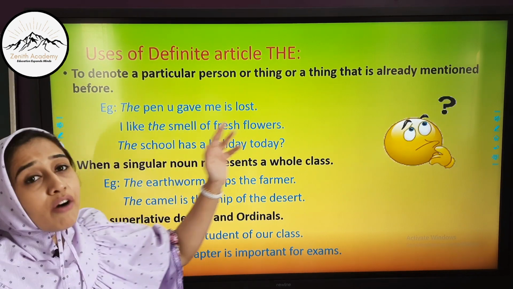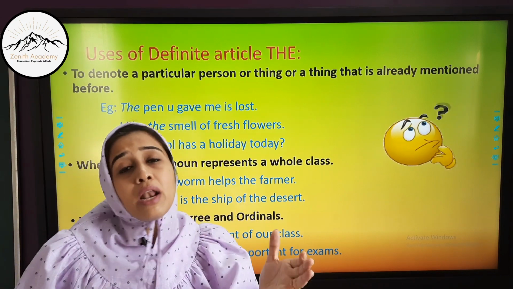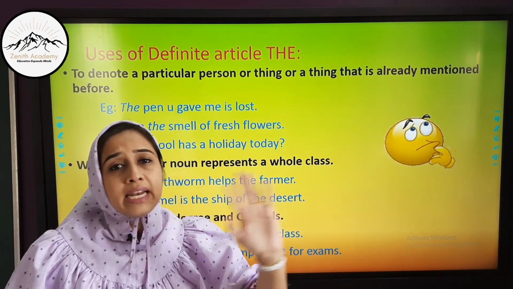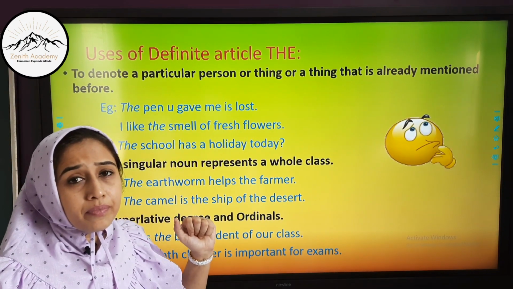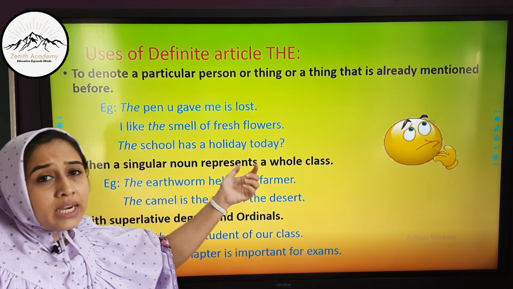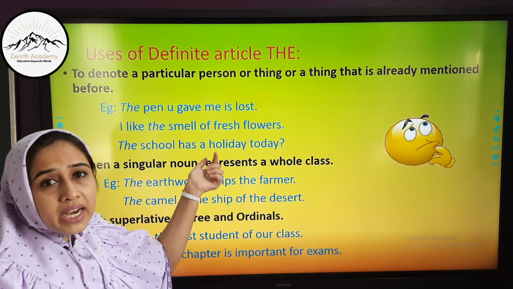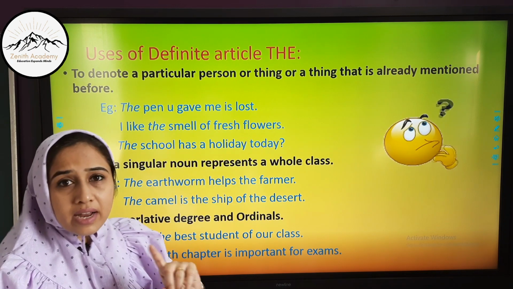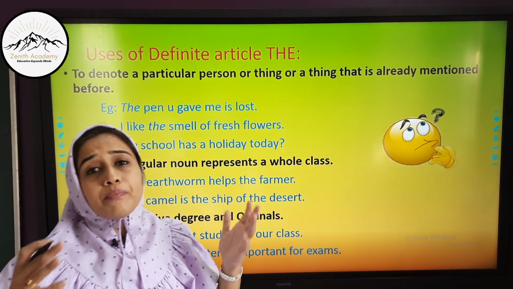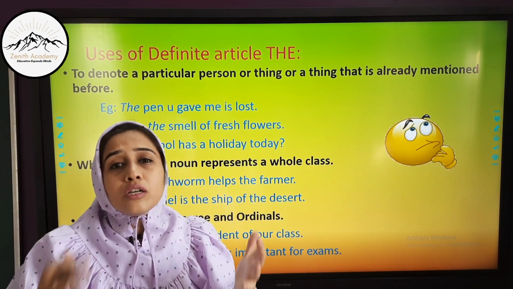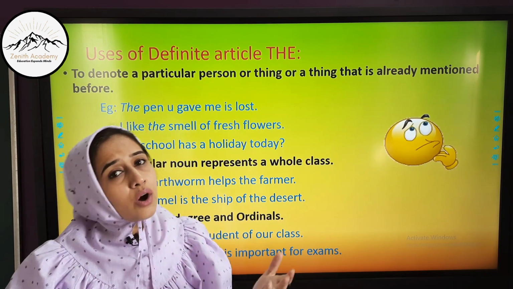I like the smell of fresh flowers. Which smell do I like? Immediately you come to know, the smell of fresh flowers. It's not just any general smell. The school has a holiday today. Now why the school and a holiday? Because a holiday is for one day. That is why here we are using the indefinite article a, which denotes one, the number. And the school, because when we say the school, it is our school or my school which I go to. So, the school has a holiday today.